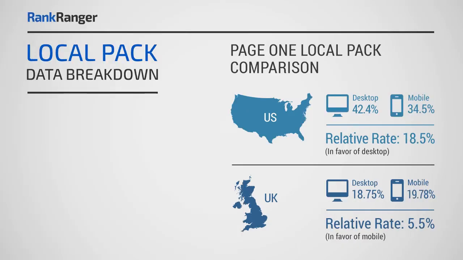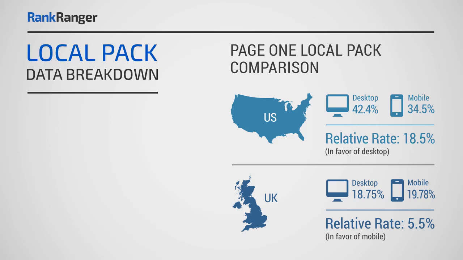Just take a look at the comparison between LocalPack on desktop and LocalPack on mobile. In the US, about 42.5% of all page one SERPs have a LocalPack, where it's only 34.5% on mobile. That means the frequency with which Google shows LocalPack on desktop increases 18.5% relative to mobile. Okay, that's in favor of desktop.